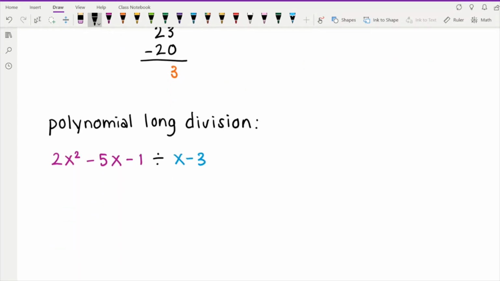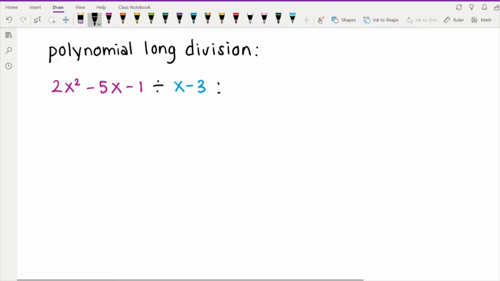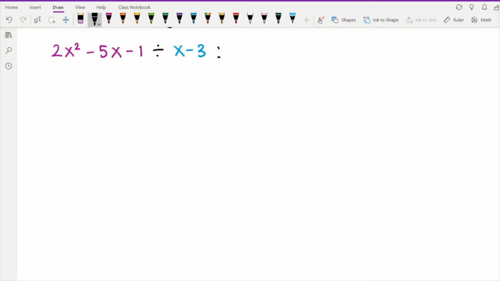So we're going to do a division problem, and we're going to set it up pretty much the same way that we did the other one. So I'm going to make this kind of division bar. I'm going to put the one that's being divided on the inside. And I'm going to put the one that we're dividing by on the outside.